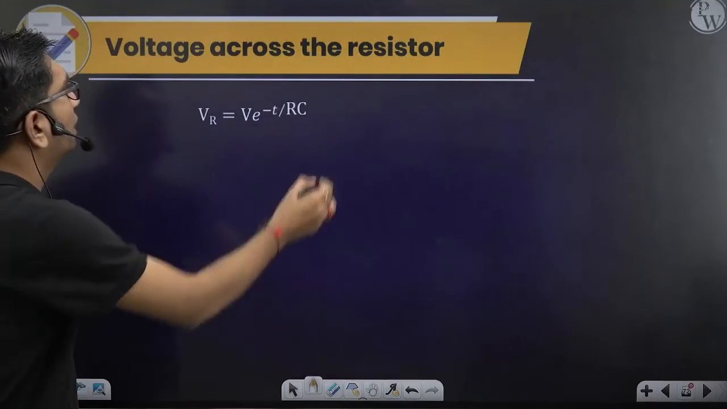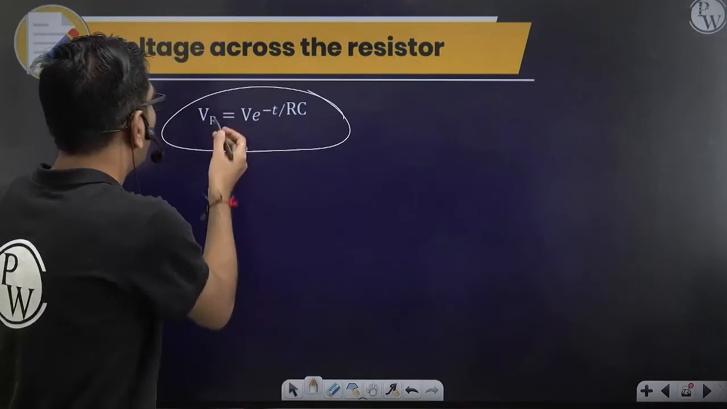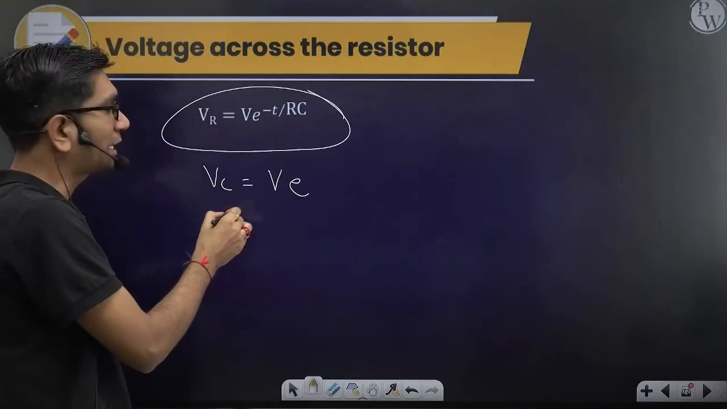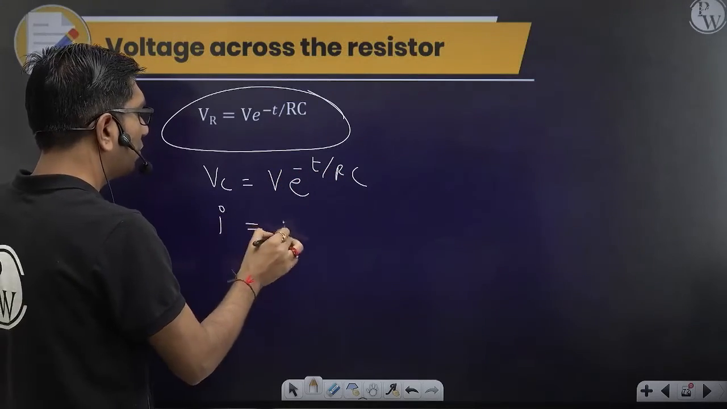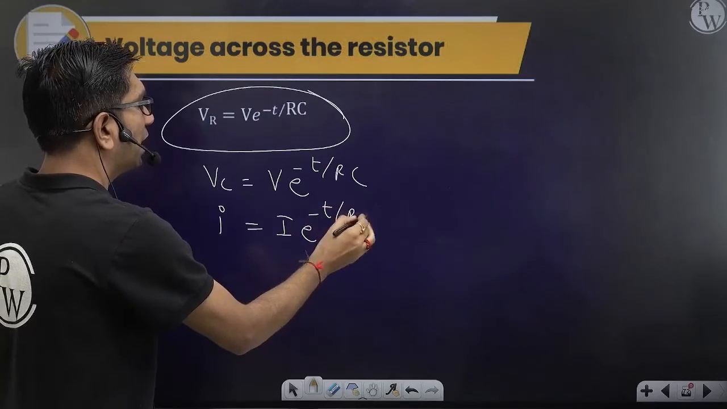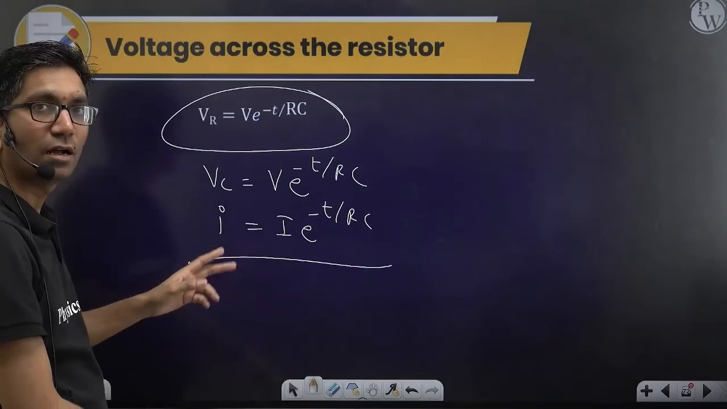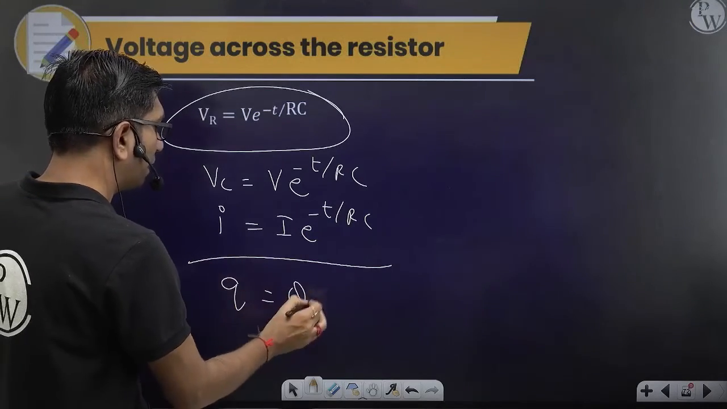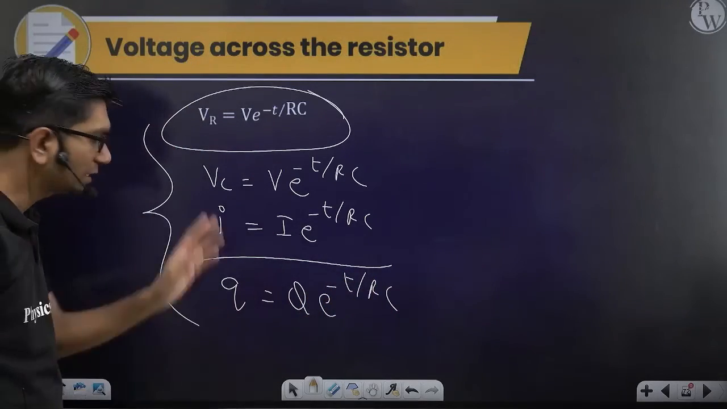Next, voltage across the resistance is this one. Voltage across the capacitor is this one. Current, what is the current you got? I e power minus t by RC. These three formulas are the important formulas. And one more is charge: small q equal to capital Q e power minus t by RC. That's it. These are the four formulas.